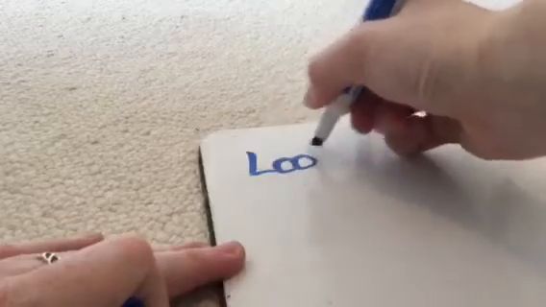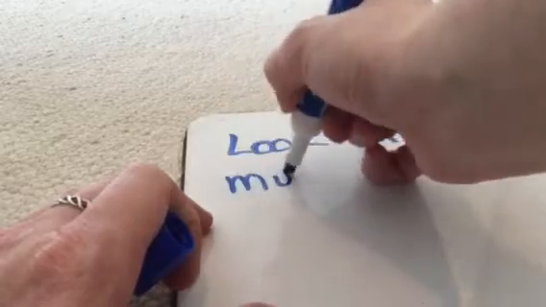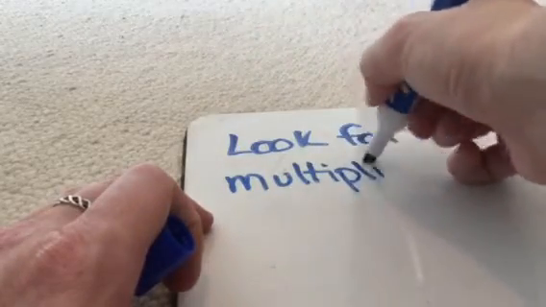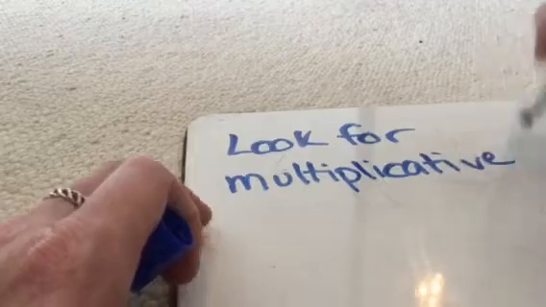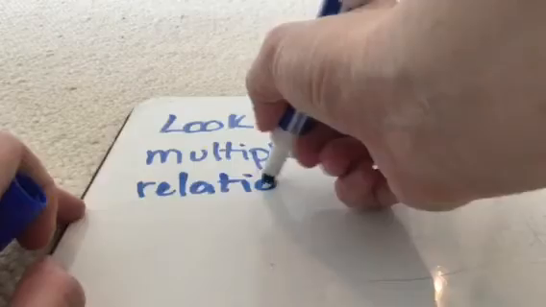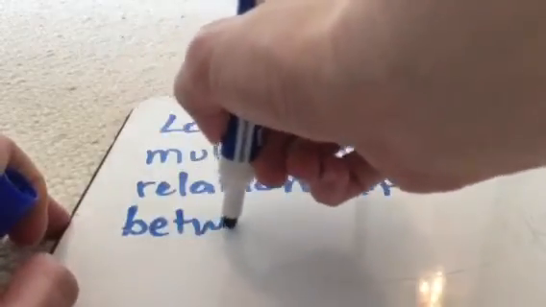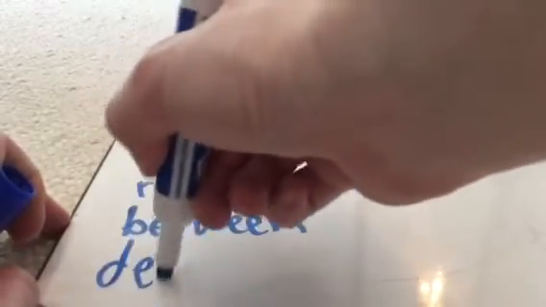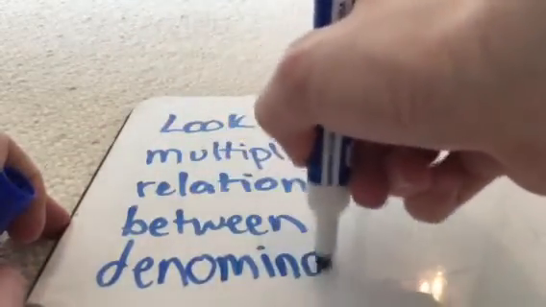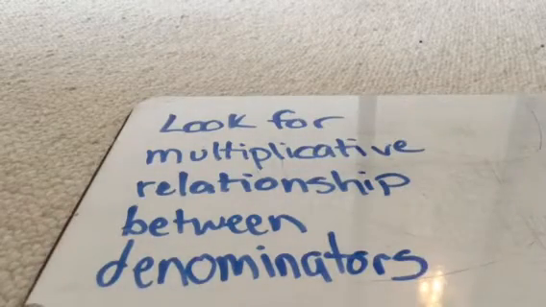this will be the first thing: look for a multiplicative relationship between the denominators. If you need to pause to get that written down, please pause and then restart. Okay, so looking for a multiplicative relationship between the denominators.